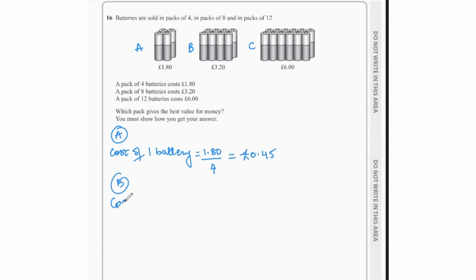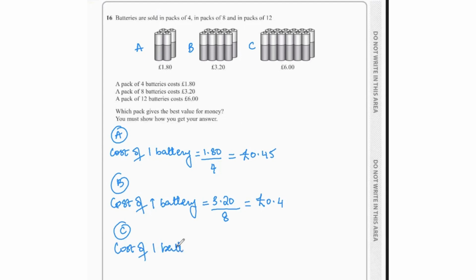Then for B, cost of one battery, that's 3.20 divided by 8, which equals 0.4 pounds. And for the last one, C, cost of one battery is going to be 6.00 divided by 12, which is 0.5 pounds.